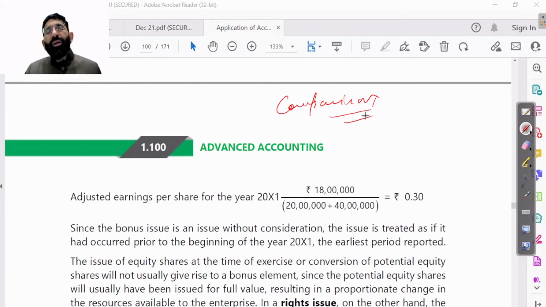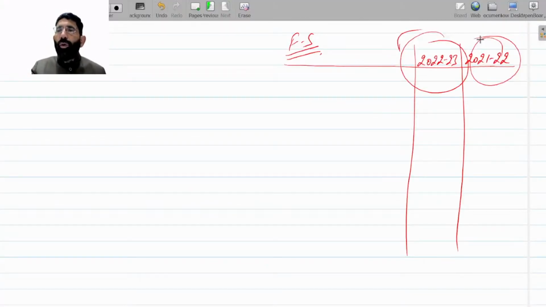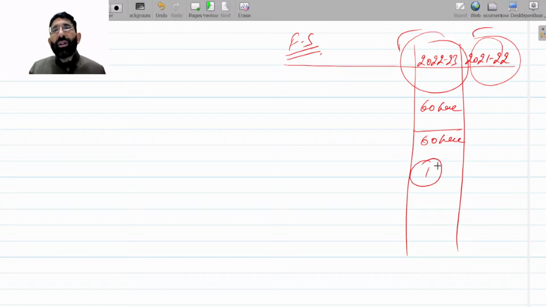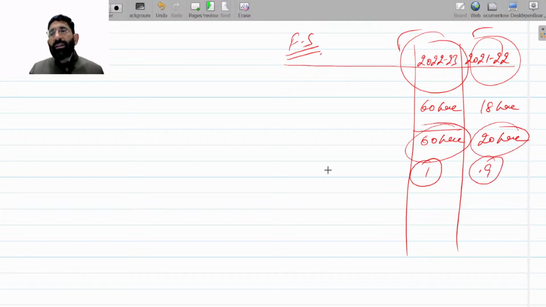Every equity shareholder, every creditor, means users of financial statements. For their benefit, we are preparing it for 2 years, not for 1 year. So here we are showing that our profit is 60 lakhs and our equity shares are 60 lakhs and EPS is rupees 1 per share. Here we are showing that our profit is 18 lakh and our shares are 20 lakh and our EPS is 18 by 20, that is 0.9. So that is purely wrong because this is calculated on the basis of 20 lakh, this is calculated on the basis of 60 lakh.